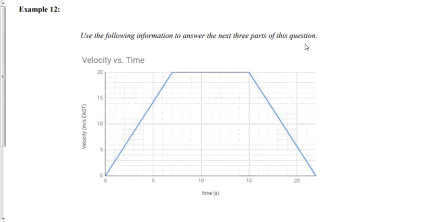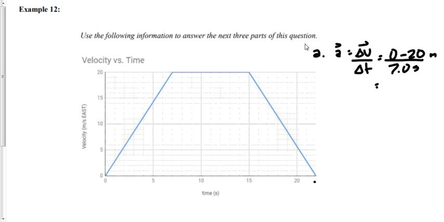The acceleration here, I'm going to say delta V over delta T, although you could, if you prefer, use rise over run because it's the same thing. Delta V during the third stage here goes from 20 down to 0, so I'm going to say it's final minus initial, or 0 minus 20. Now my time interval here, we're going from 15 seconds to 22 seconds, so my time interval would be 7 seconds. Does that make sense?